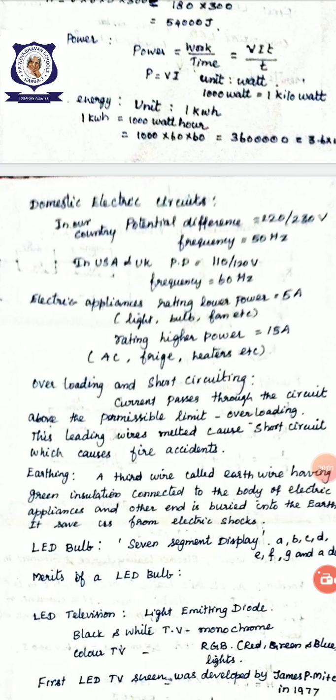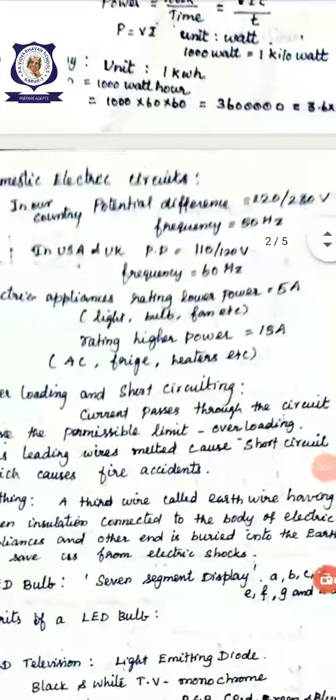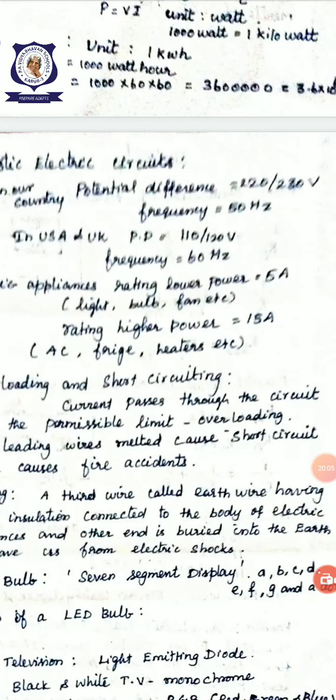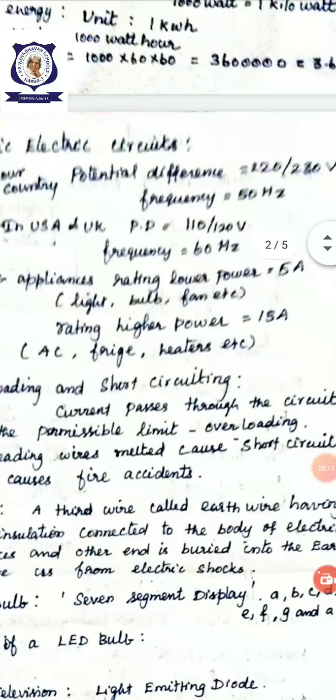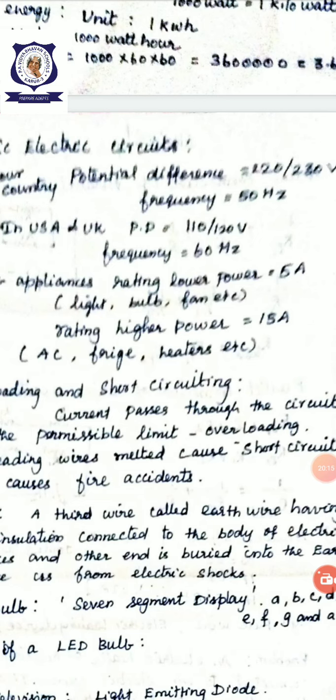Is it clear? Now, normally in our country, how much is the potential difference in our household circuit? 220 volt or 230 volt. But in some other countries like USA, UK, the potential difference is 110 to 120 volt. So either 110 or 120 volt. The frequency, the variation of current in 1 second, should be equal to 60 hertz in USA and UK. In our country, the frequency is 50 hertz.